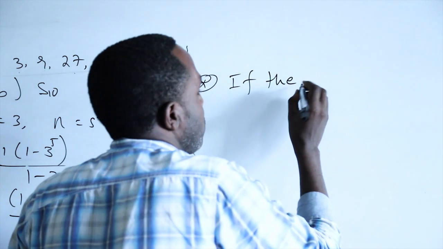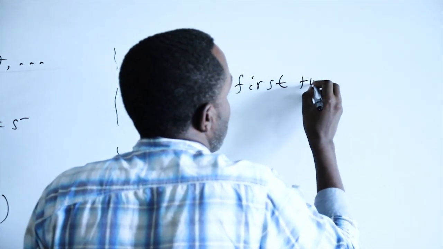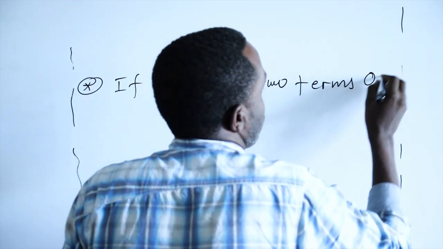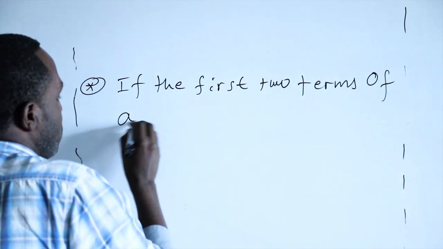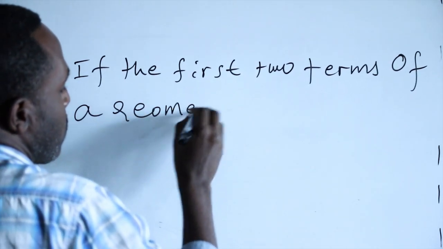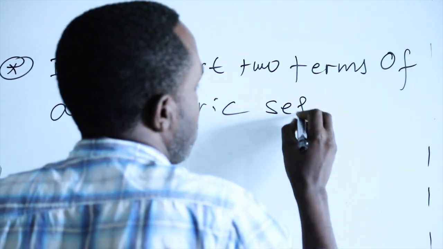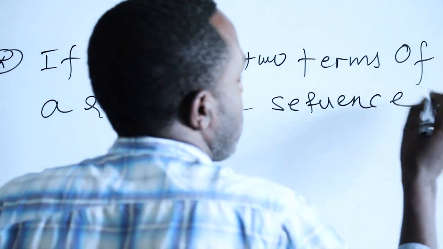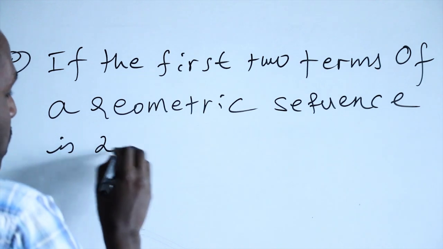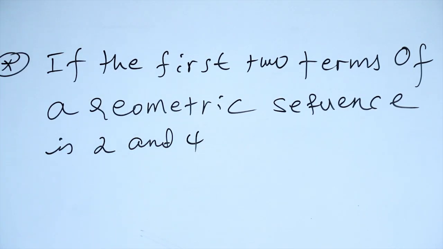An exercise here: if the first two terms of a geometric progression, or we can say geometric sequence, are given as 2 and 4 respectively, 2 and 4.